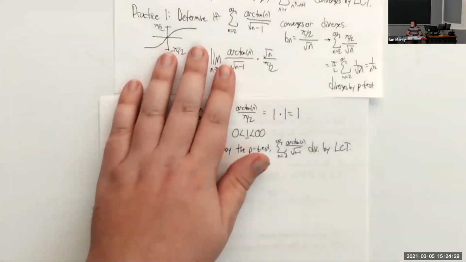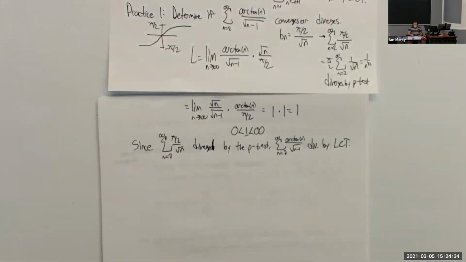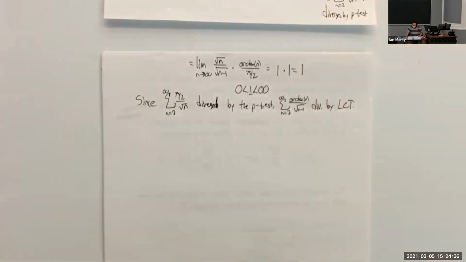So there often are multiple choices for Bn. And that's one thing we need to keep in mind later. So I'm glad you asked that question. All right, let's do another example.